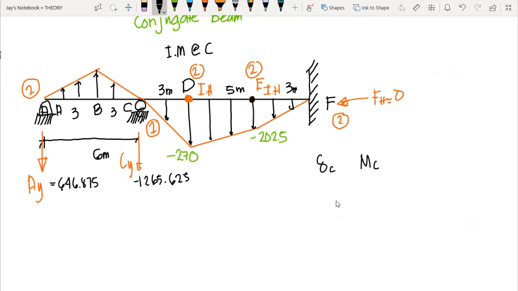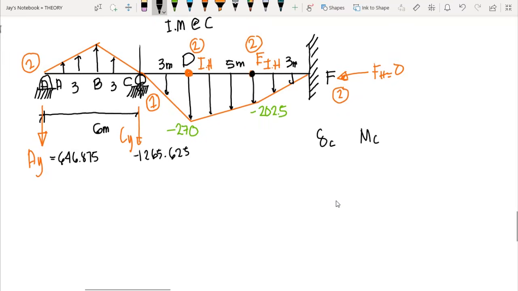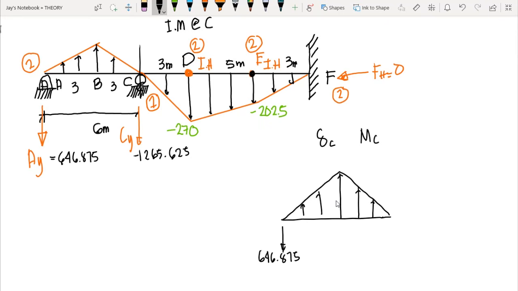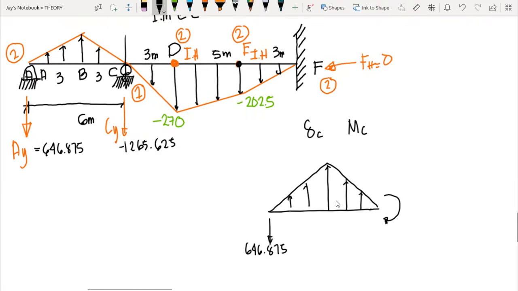Okay? So again, since we are asked to compute the deflection at point C, then we should compute the moment at C. So in that case, we can cut at C. Okay, we cut at C. We would have this free body diagram. We assume that our moment here is in clockwise direction. So we assume that is negative moment. Okay, so that is our moment C.